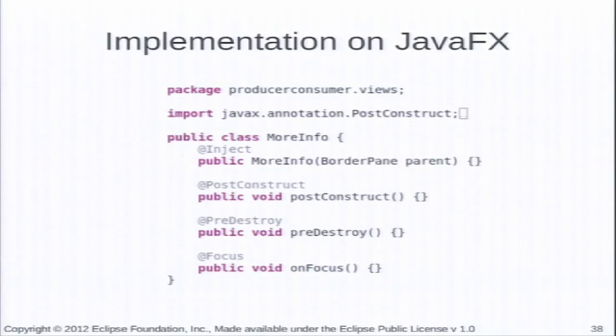When we're doing the same thing on JavaFX, the context contains a border pane. And the dependency injection just says, hey, you want a border pane? This is the one I know about in my context. Here you go. And then your constructor can go about building on top of that. Post-construct works, pre-destroy works, on-focus, all of these things work the same way, but with a JavaFX implementation. Similarly, a Swing implementation would not have a border pane, but probably a JFrame or a JPanel would be injected in this case.